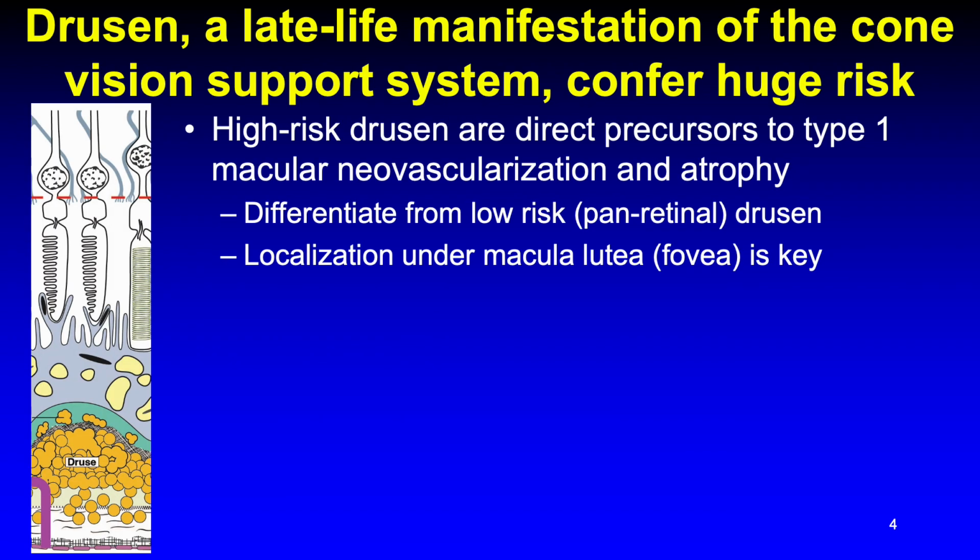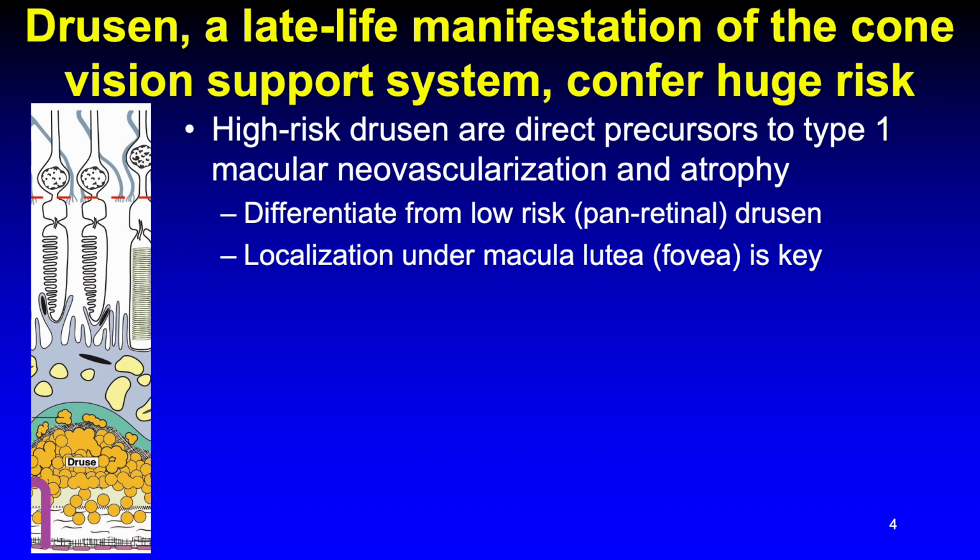My takeaway for this tutorial is that drusen are a late life manifestation of the cone visual support system, and they confer huge risk for AMD progression. High-risk drusen are direct precursors to type 1 macular neovascularization and atrophy. They can be differentiated from low-risk panretinal drusen. Their localization under the macula lutea at the fovea within it is an important key to mechanisms.